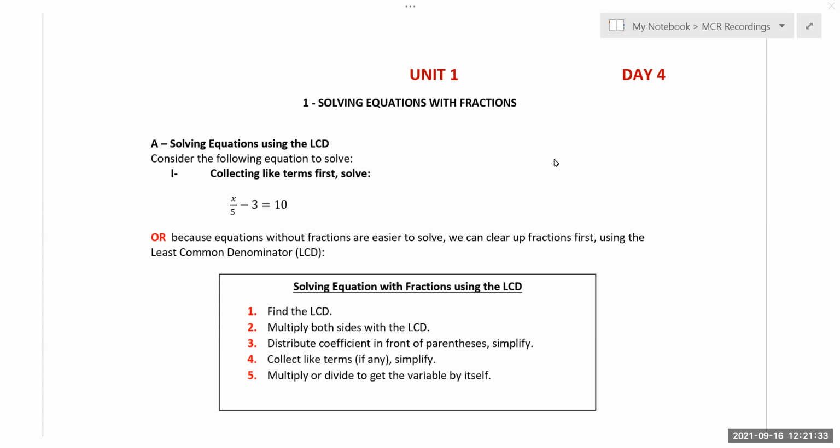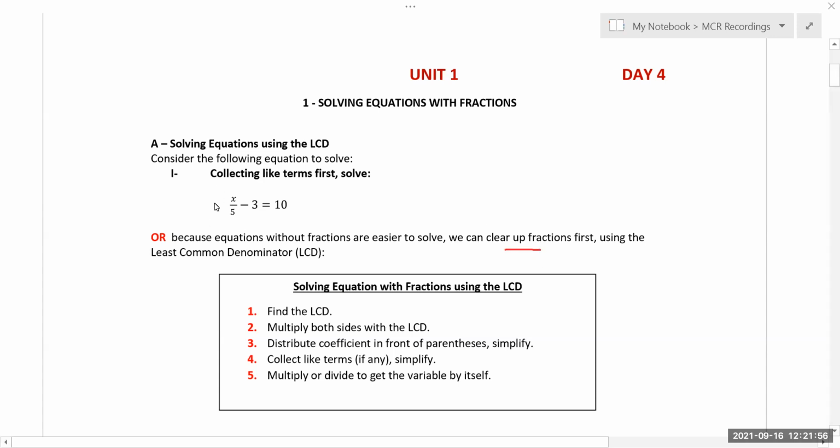So today we'll be talking about solving equations with fractions. When you have fractions in any type of equation, like x divided by 5 minus 3 equals 10, what we can do is use the least common denominator, which in this case would be 5. And that would end up doing something called fraction clearing.